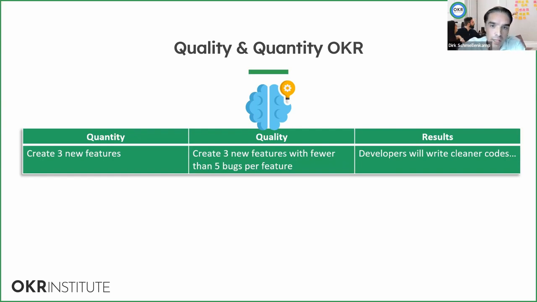Create 3 new features with fewer than 5 bugs per feature. That means now I have to think about it: not only adding 3 new features, I also want a quality aspect with fewer than 5 bugs. Meaning the developer will write cleaner code that will lead to a better customer experience on your website, higher engagement, and most likely, if you have an e-commerce site, higher sales on your website.